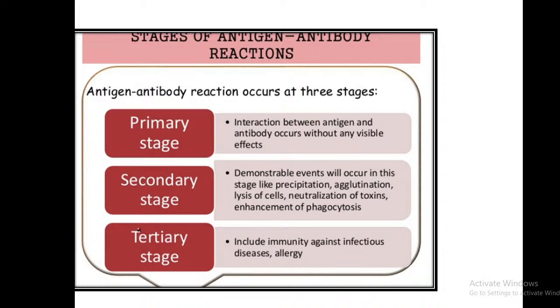Second is the secondary stage. In the secondary stage, this interaction will lead to precipitation, agglutination, neutralization, or phagocytosis. Anything can happen. That is the maximum reaction between the antigen and antibody. So primary stage is just interaction and secondary stage is actually a reaction, you can say. That means you can see some visible effect. This is known as a reaction stage, and third is the immunity response.